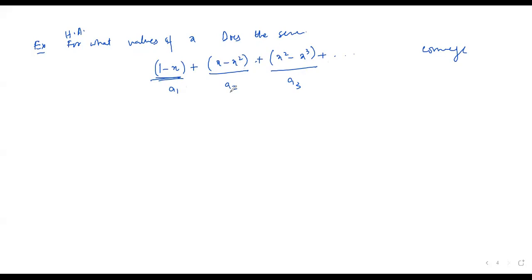So the best thing is, first of all, the nth term should converge to 0, right? That is, what will be its nth term? It would be x raised to power n minus 1 minus x raised to power n. This would be your an. For the convergence, it is necessary that this converges to 0, and further we can see when it will ever converge. Anyway.